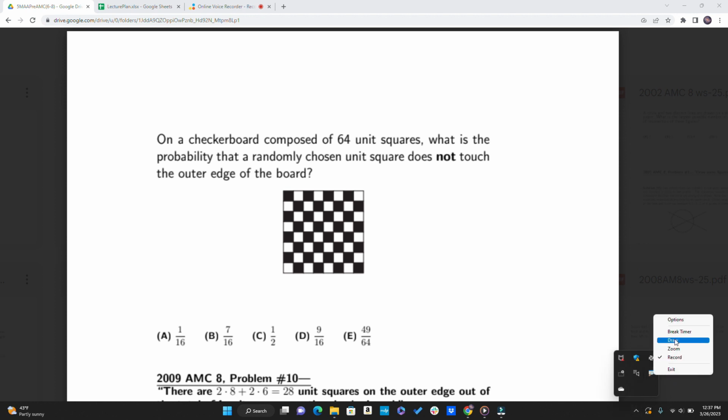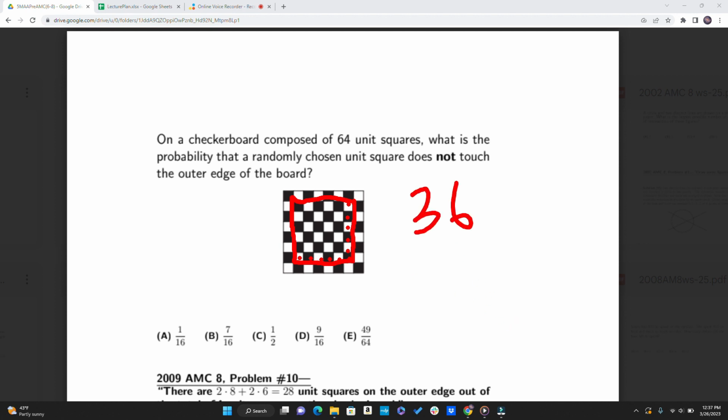What is the probability that a randomly chosen unit square does not touch the outer edge of the board? So how many unit squares don't touch the outer edge of the board? That would be these ones, right? The ones that don't touch the outer edge of the board. How many are there? Well, it's a 1, 2, 3, 4, 5, 6 by 1, 2, 3, 4, 5, 6. So that's a 6 by 6 square. So that's 36 out of, we know that there's 64.